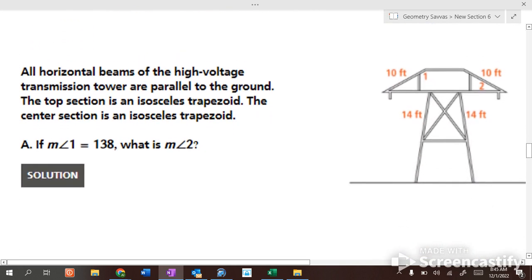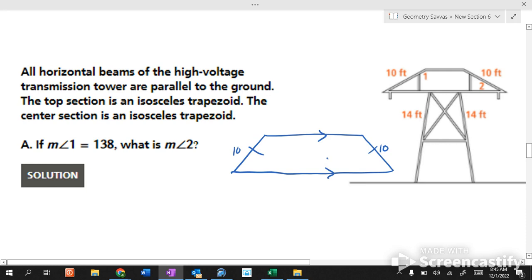All right. So, looking at this trapezoid, this is a big power line pole. You see some of these around South Dakota, different places. Up by Clark, out by Pierre, there's a bunch of these. So, if this is 10 and this is 10, it makes it an isosceles trapezoid because these two beams are going to be parallel to each other.